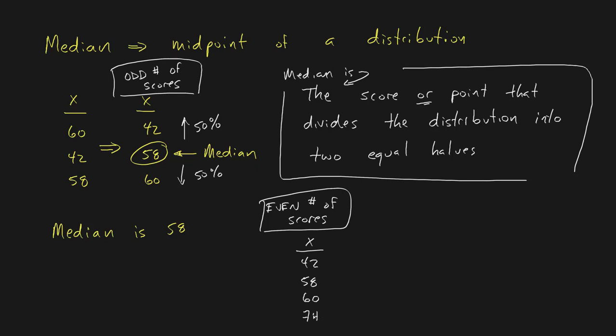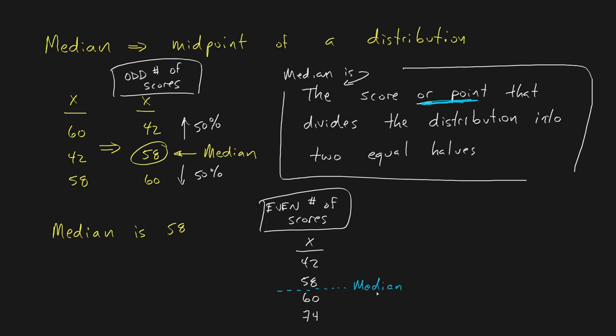Now where's my median here? It's definitely not going to be the 58 because there's only one score, 42, that is less than that value, whereas there's two scores that are greater than that value. So that's not really the halfway point. My 58 won't divide things into two equal halves. Instead, the median is going to fall here between the 58 and the 60. Remember how I said that it's the score or the point. So here we can't choose an actual score that's part of the data set. We're going to choose a point instead.